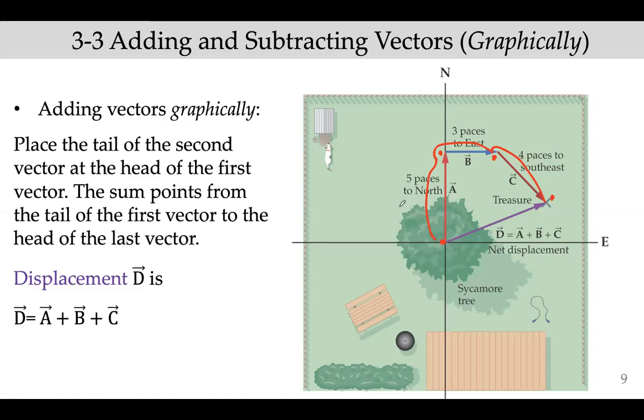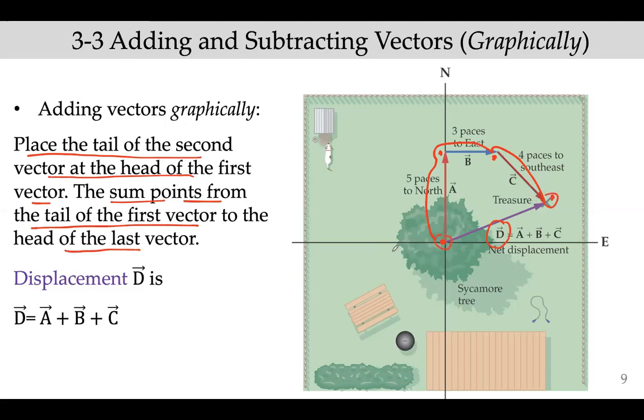Now, remember, this is a 2-dimensional motion. In 2 dimensions, you have to use vectors. So you have to do a vector sum. How do you do the vector sum? Place the tail of the second vector to the head of the first vector. Then the sum, which is the displacement here, d vector, will point from the tail of the first vector, which is here, to the head of the last vector.